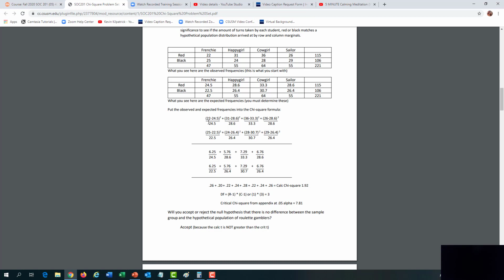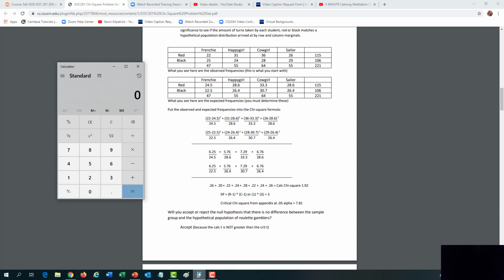So if I do this top part, 22 minus 24.5, and I get that result and square it, I'm going to come up with 6.25. The next one, 31 minus 28.6, and if I square that, I'm going to get 5.76. Let's see if that actually works, okay? 31 minus 28.6 gives me 2.4, and if I square that, I'm just going to multiply it by itself and come up with 5.76, and that is what I have right here.